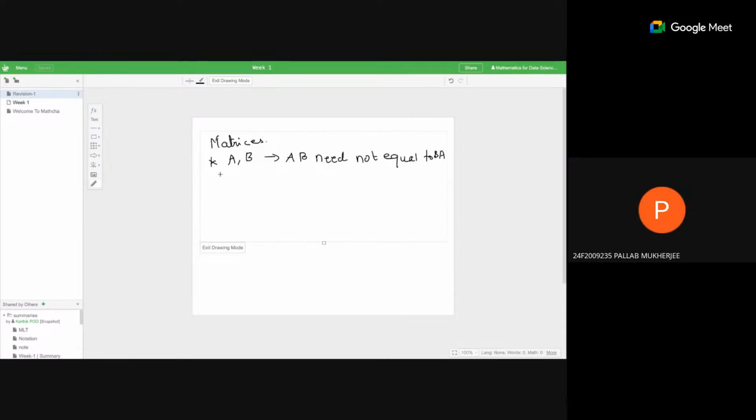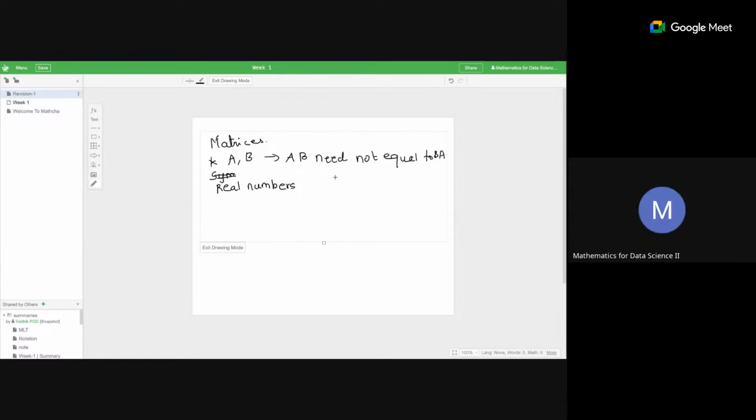Ma'am, what is commutative, ma'am? Okay, commutative property in the sense that, let us consider real numbers. Excuse me, ma'am. Sorry to interrupt. Matrix multiplication is commutative in case an identity matrix is multiplied to that matrix.